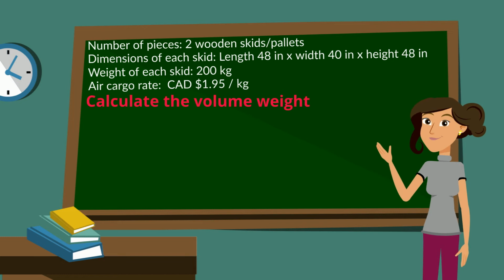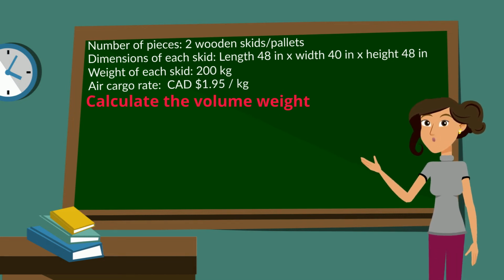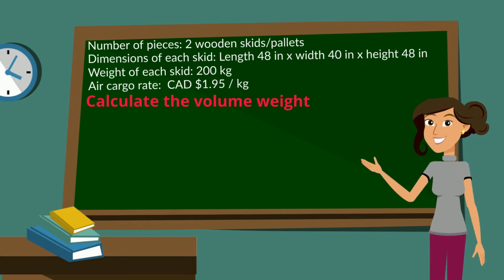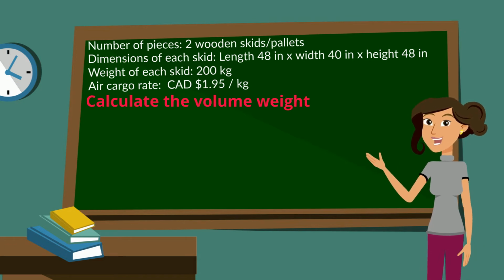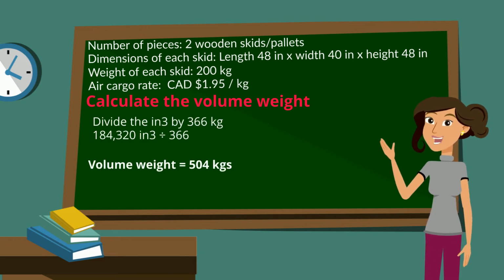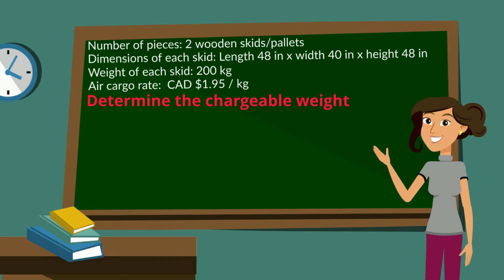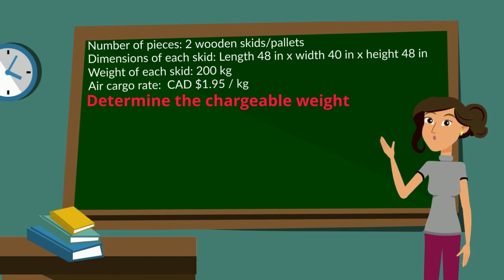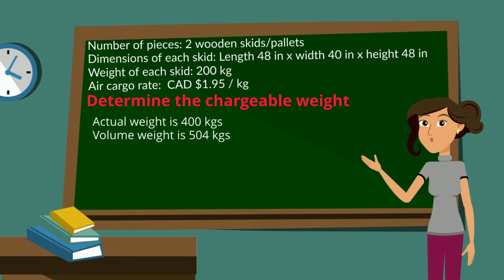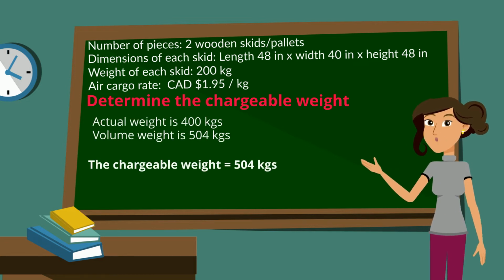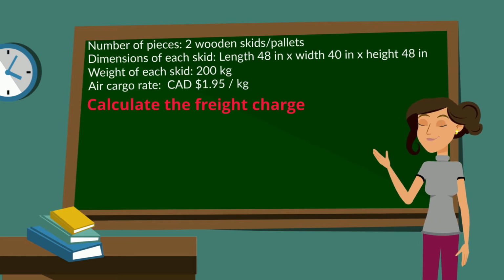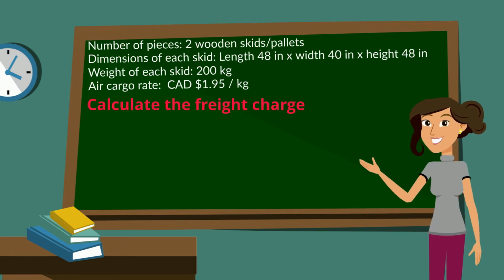And the volume weight of this shipment is 504 kilos. Now that you have the actual weight and the volume weight, what is the chargeable weight? The chargeable weight is 504 kilos. Now it's time to apply the air cargo rate to the chargeable weight.